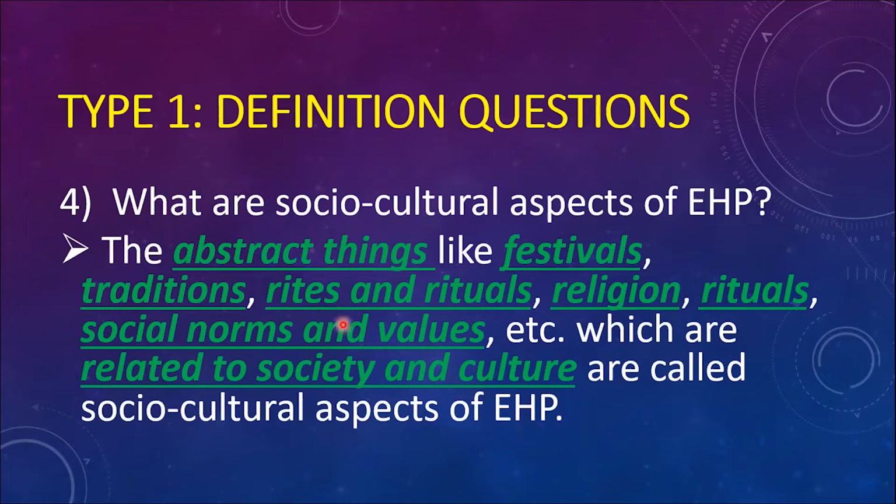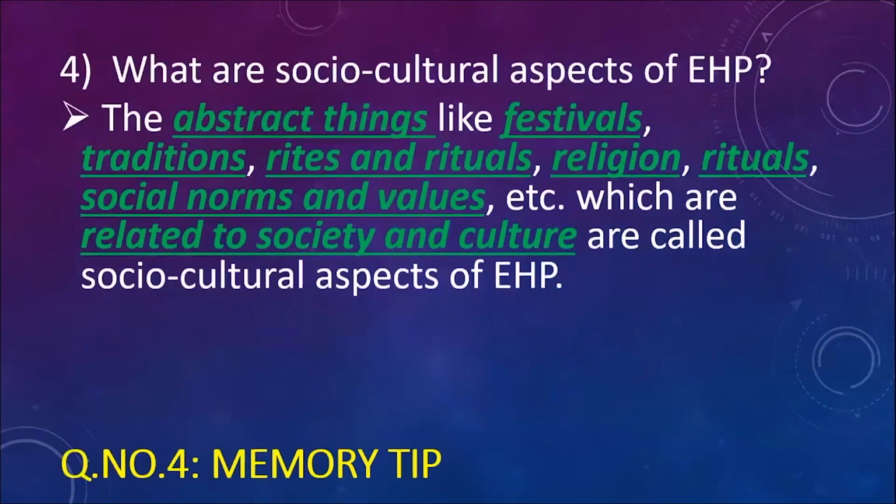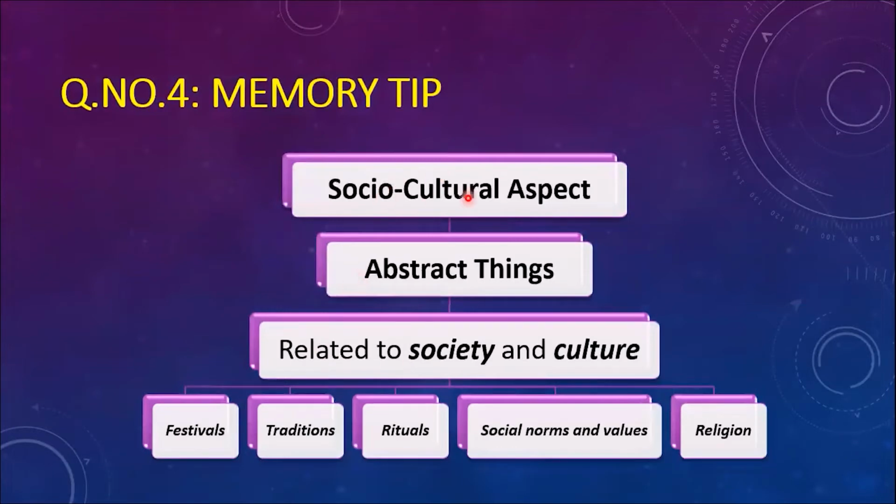So here I have highlighted abstract things. Socio-cultural aspects are abstract things, and here you can see they are related to society and culture. What are their examples? Festivals, traditions, rites and rituals, religion, social norms and values. So if you have to remember it in a table, you can remember in this way. Socio-cultural aspects means abstract things, and they are related to society and culture. For example, festivals, traditions, rituals, social norms and values, and religions.